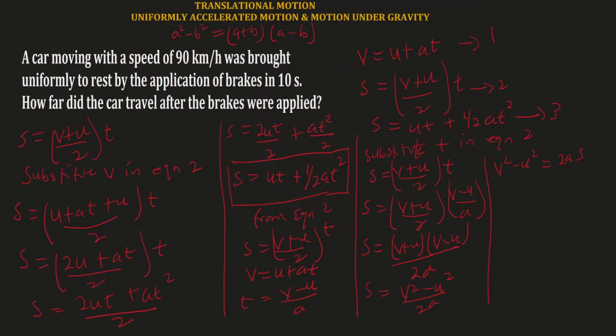Make v subject of formula. We have v squared equals u squared plus 2as. We add u squared to both sides. So for our fourth equation, this is the derivation. I hope this makes sense to you and you understand how the 4 equations of motion are obtained. Now let's go to the application of the equations. Let's see how we use them in solving problems, and let's practice some questions.